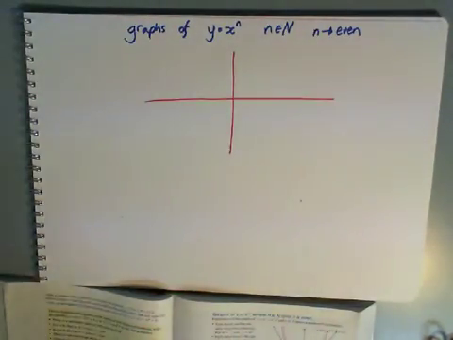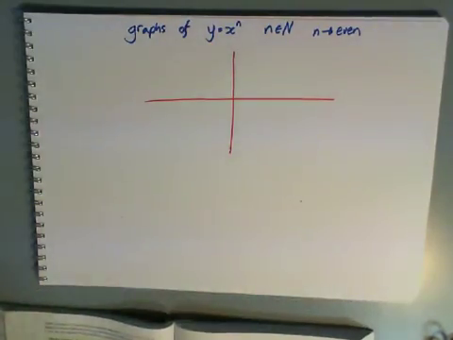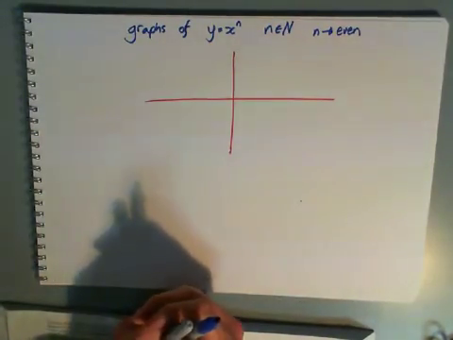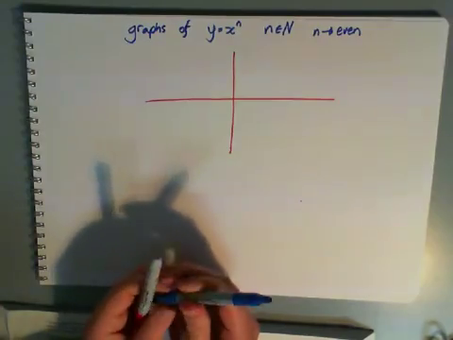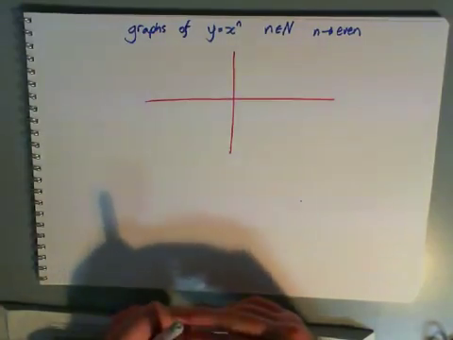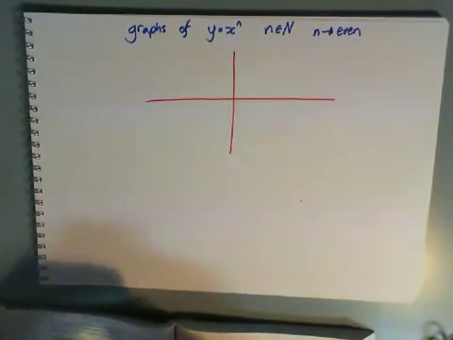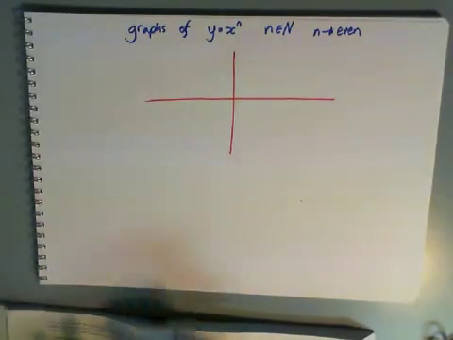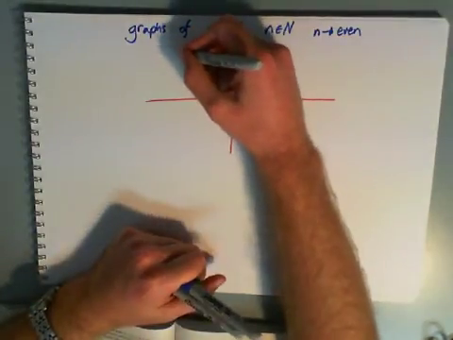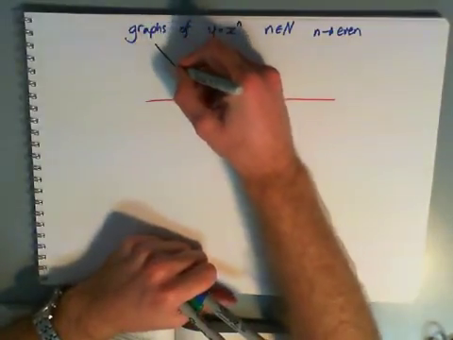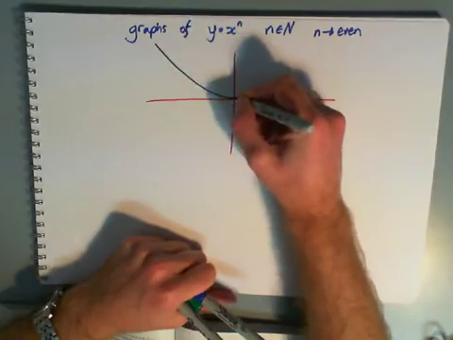Okay, in this video we're looking at positive powers of n where n is even. So we've got y equals x to the power of n, and n is even. For starting, we'll start with a quadratic, so y equals x squared. Let's draw that in. It looks roughly something like this.